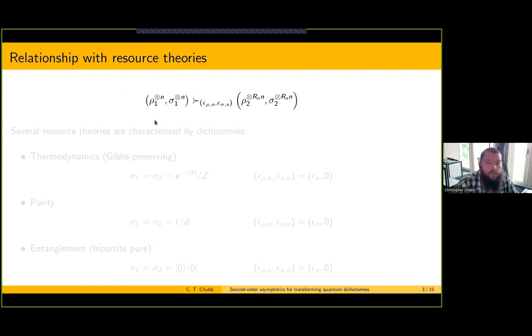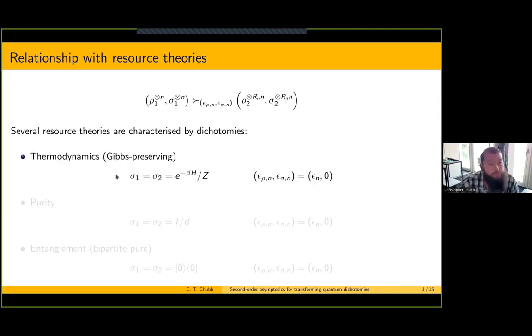To at least gesture in the direction of some physics, what does this actually relate to? This is the abstract problem, but it actually relates to several resource theories. They can be phrased in terms of these dichotomies. The first is thermodynamics, specifically Gibbs preserving thermodynamics, right? Here the free operations are any operations that leave the thermal state, the Gibbs state, invariant.